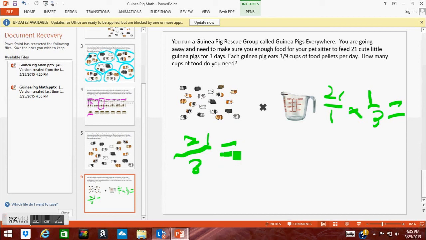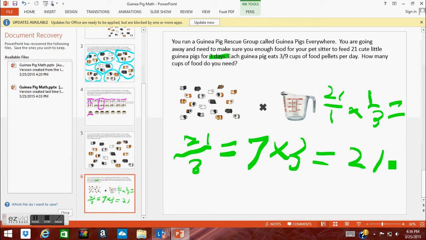And then if you simplify that, to make it a mixed number, which the answer is not, it's a whole number, it is 7. But remember, we need to be feeding them for 3 days. So we're going to multiply 7 by 3 to get 21 cups of food.